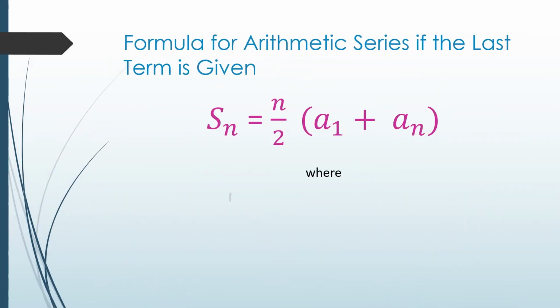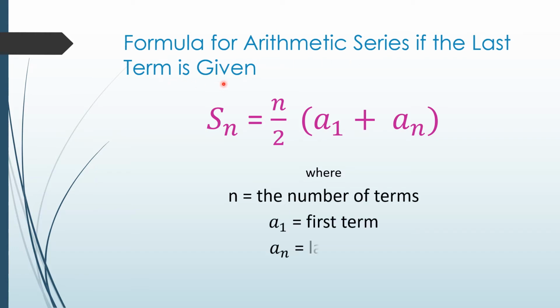Formula for arithmetic series if the last term is given. So, we have the formula S sub n is equal to n over 2 multiplied by quantity a sub 1 plus a sub n, where n stands for the number of terms, a sub 1 stands for the first term, and a sub n stands for the last term. Ginagamit ang formula na ito kapag ang huling term ng isang arithmetic sequence ay given.